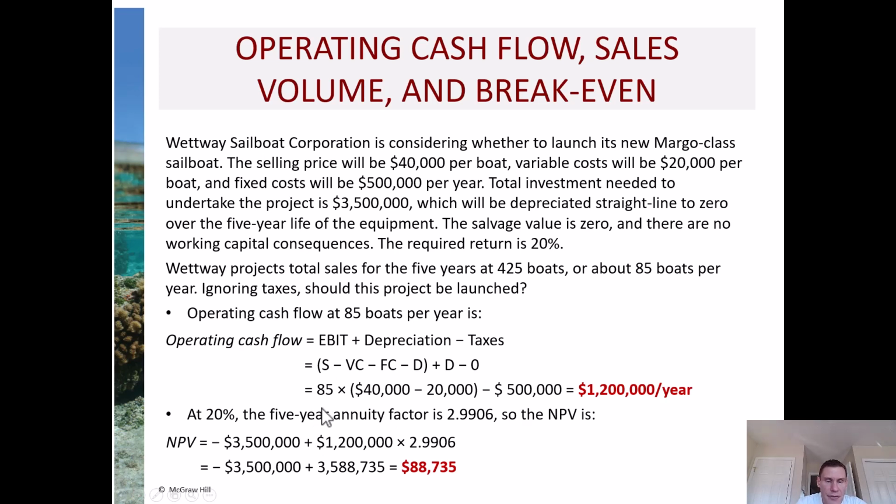So plug in your numbers, right? 85 times the 40,000, subtract the 20,000, and then just subtract the fixed cost of 500,000, and we get 1.2 million per year. At 20%, look at your PVA, present value of annuity table. So at 20%, the 5-year annuity factor is 2.9906, and so the net present value is, again, plug in your numbers: negative 3.5, right? Because that's what you have to spend now, and then add the 1.2, multiplied by the present value factor. If you simplify that out, we get a net present value of 88,735. So it's positive, and we're obviously beating our return of 20%.